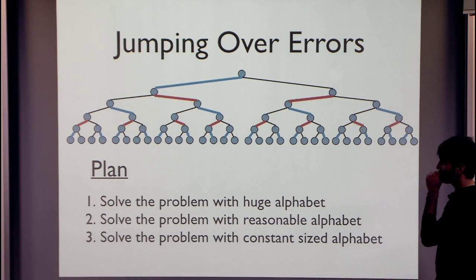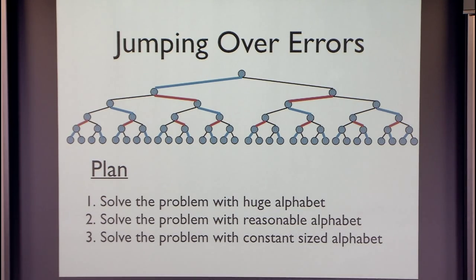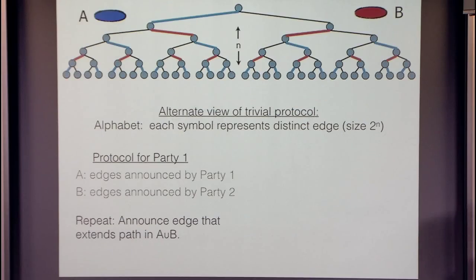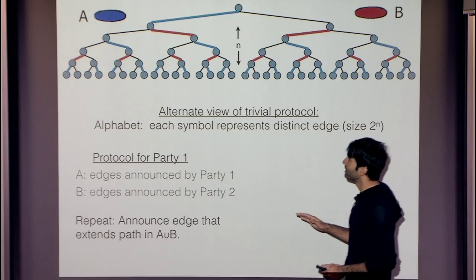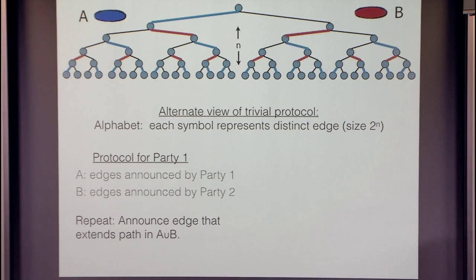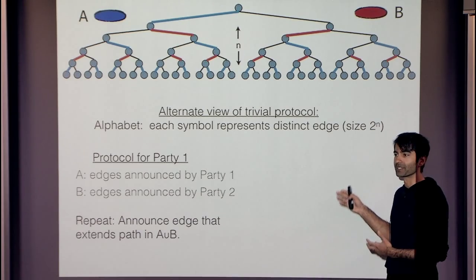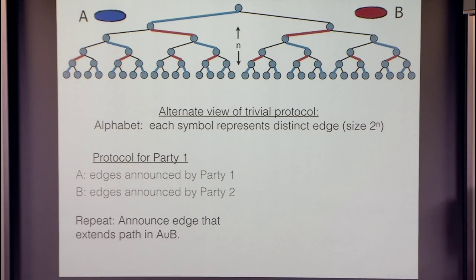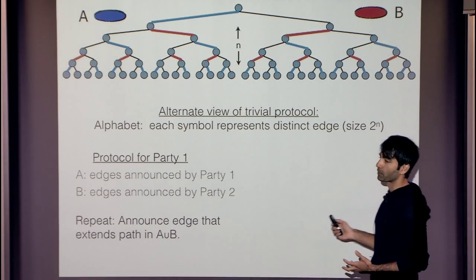Okay. So for now we're just going to imagine that we're allowed to send symbols from a huge alphabet. Given that, I'm first going to explain just the original, trivial protocol that we talked about that exchanges n bits. But I'm going to explain how to run it using a huge alphabet. Okay, I'm going to make it a little worse. And this will be helpful when we try to make the protocol resilient to errors. So here's a different way to view exactly the same protocol.